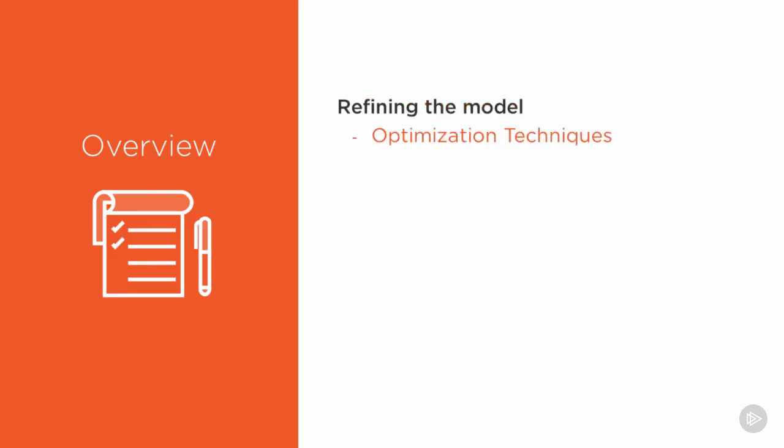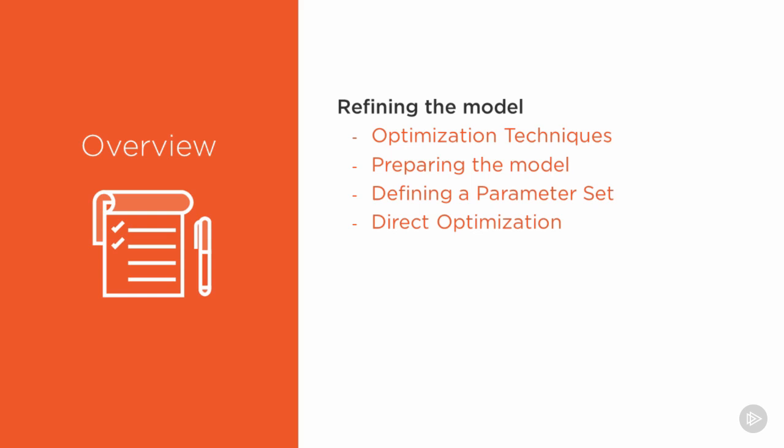We will start by going over the different optimization techniques, preparing our model, defining the parameters and how to use the parameter workspace, and then we will use direct optimization to help us refine the model. Finally, we will conclude by going over what we've learned in the course and how it can help you in your future projects. So let's get started.